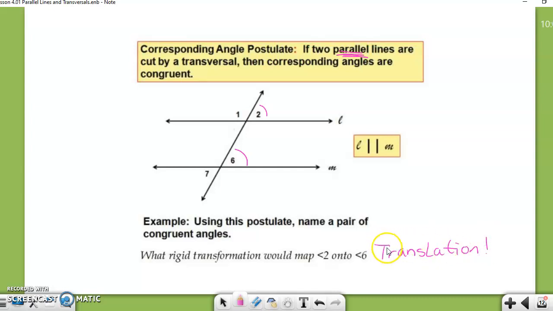And we know that a translation is an isometry, and it creates a congruent figure. So I could just slide 2 down to 6, or I could slide 6 up to 1. So angle 2 is congruent to angle 6. Now think about this, guys. We also have angle 7 right here that is vertical to angle 6. So I want you to be thinking about that.